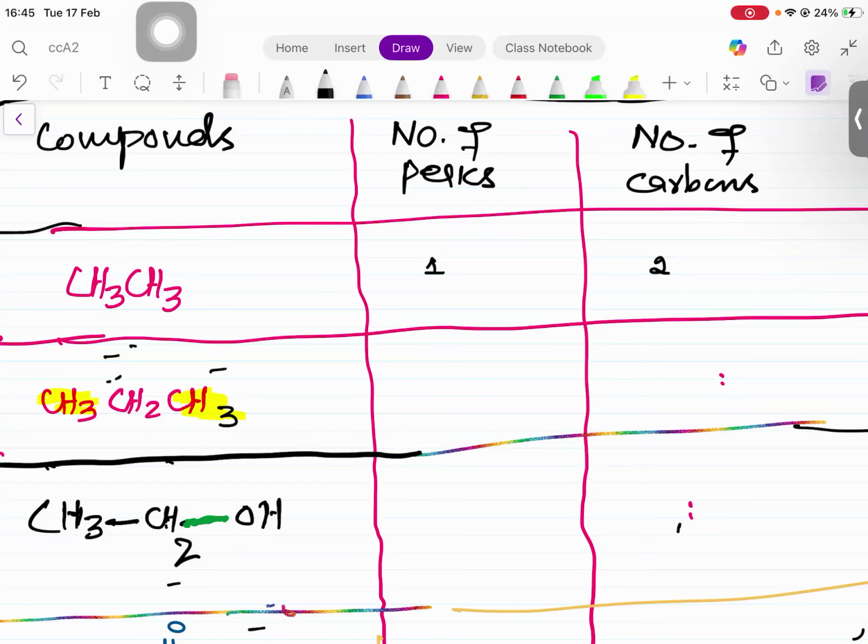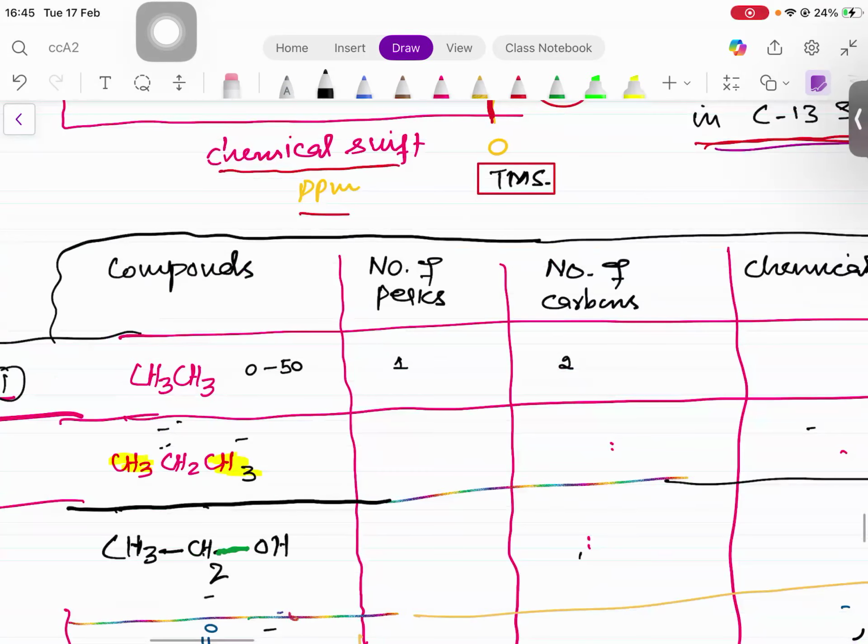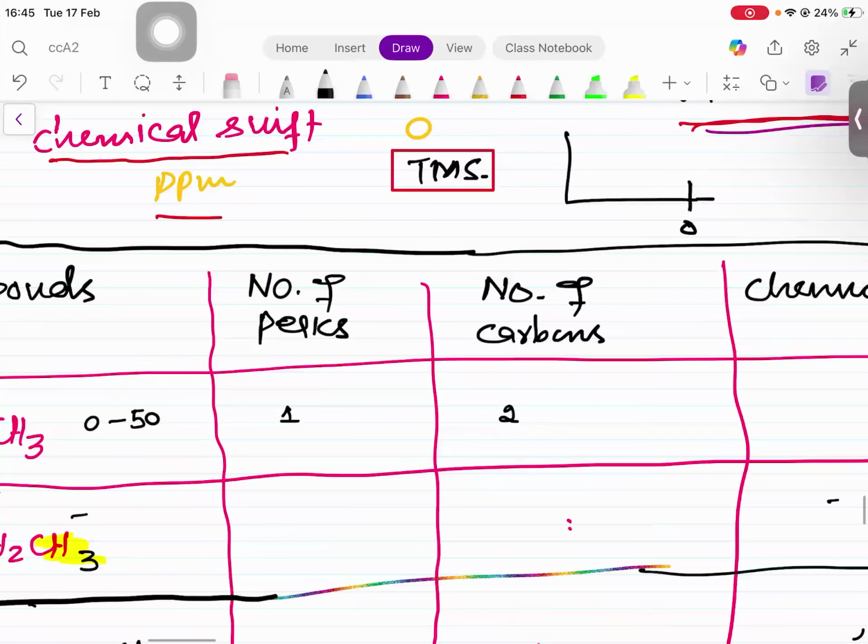Now, what is the chemical shift value for these? If it is an alkyl or next to alkyl? Yes, so this will be 0 to 50. So in the NMR spectrum, the TMS peak will be at 0, and somewhere between 0 and 50 its peak will come. Okay.